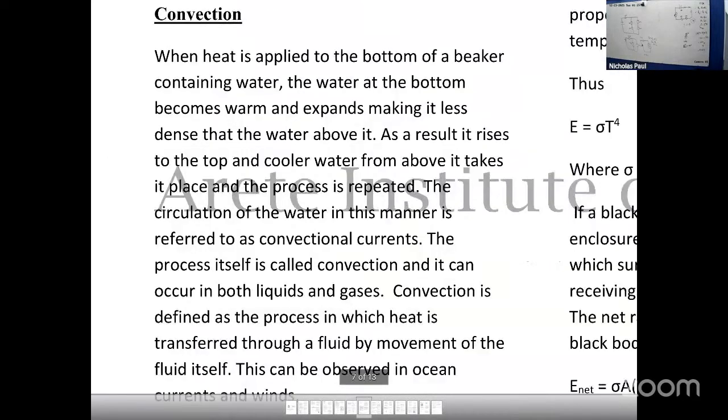Convection. So you want to run over? Yeah, I will do that. Yeah. So convection, right?